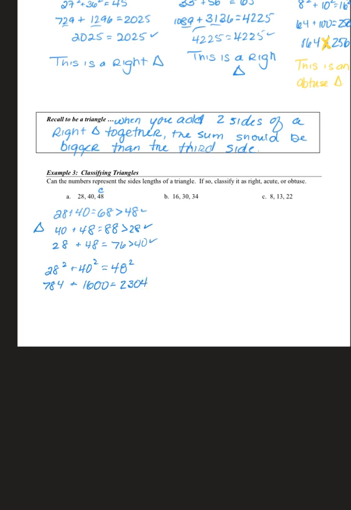Well, when I add those two numbers together, I get 2384. Is that equal to 2304? No. The c squared is the smaller part, so that makes this triangle acute.